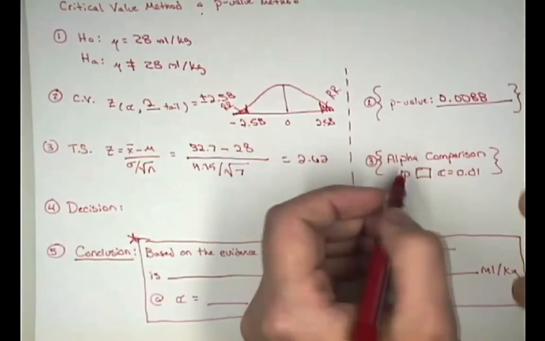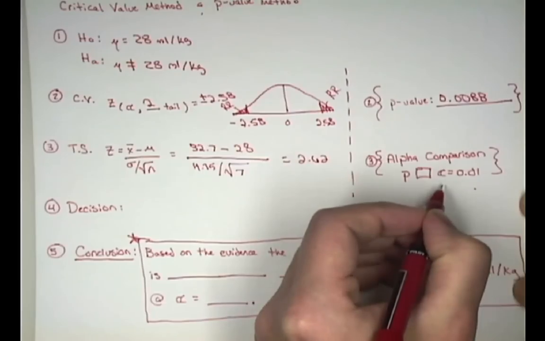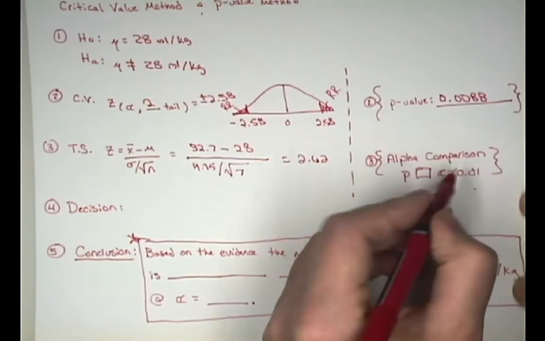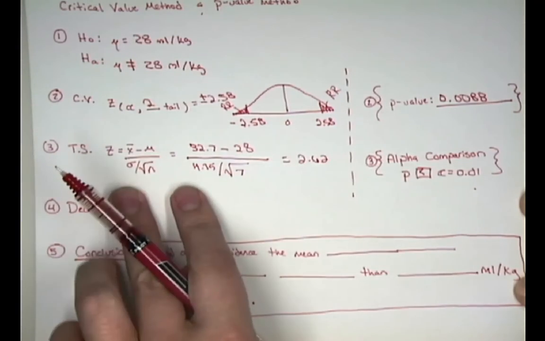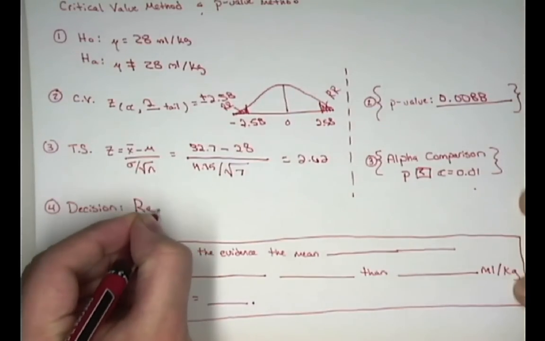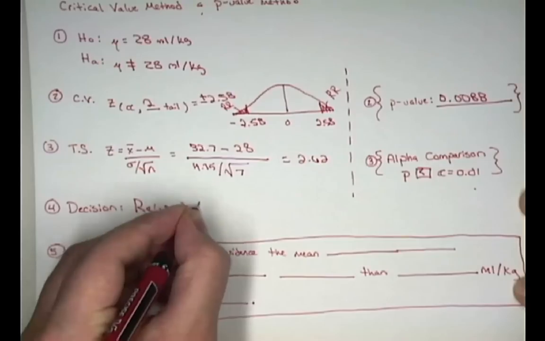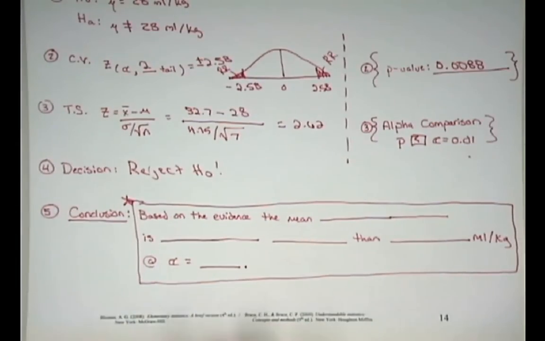Now, you p-value people, you just have to compare that p-value to your alpha value and see if it's less than. If it's less than, you reject. This p-value is indeed less than. So in both scenarios, whether you're doing the critical value method or the p-value method, you will come to the same decision, which is to reject H0. And then you just have to write your conclusion.